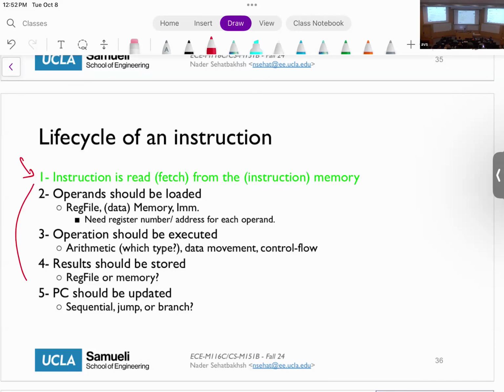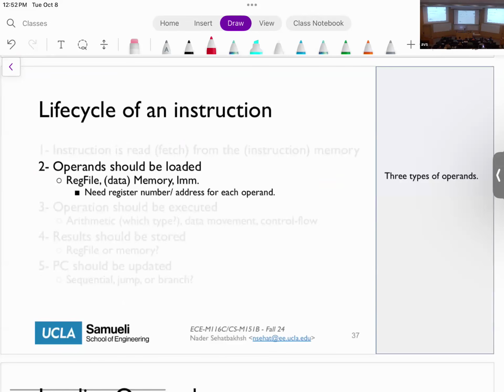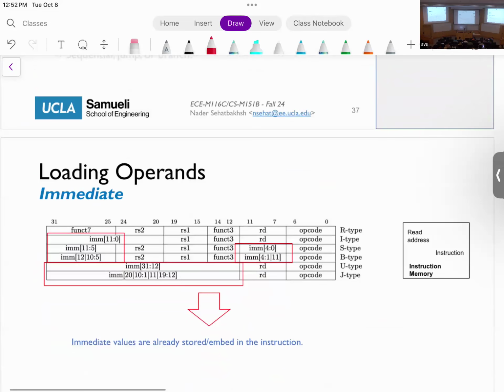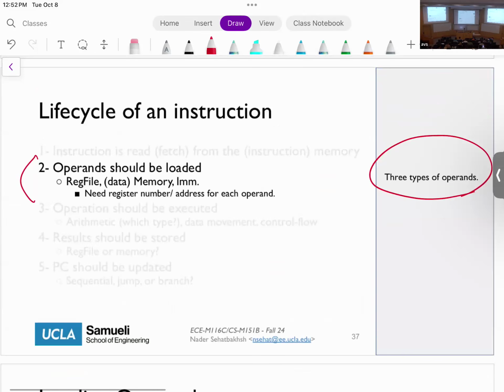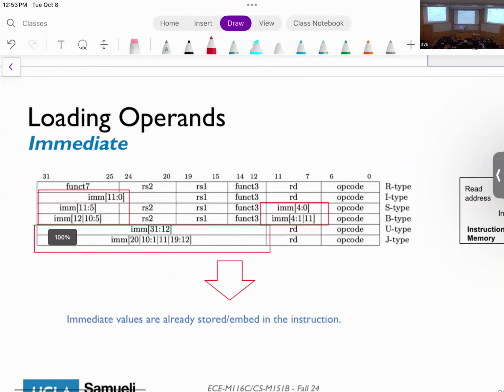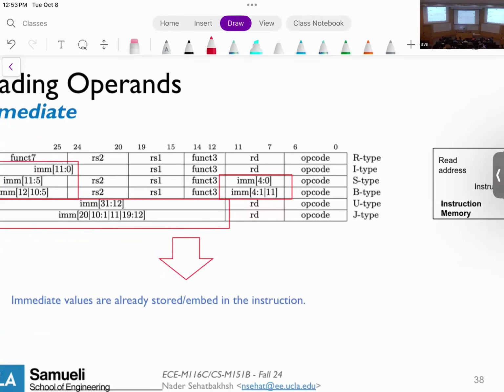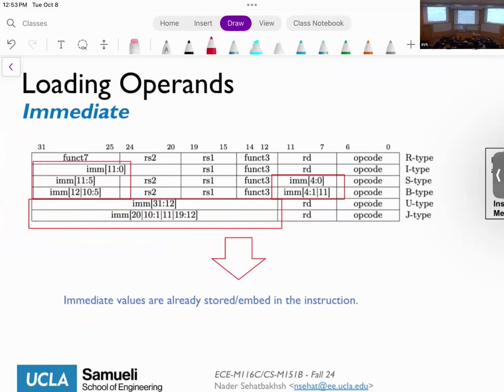So now let's talk about the rest of the steps, okay? So let's talk about these operands that we want to load. And as I said, remember that there were 3 operands, okay? So let's talk about the immediates first, because the easiest one is the immediates. One thing to notice is that the immediate is already embedded inside the instruction. So I read the instruction that I have, 32 bits. As you can see, the immediates are already inside that 32 bits.